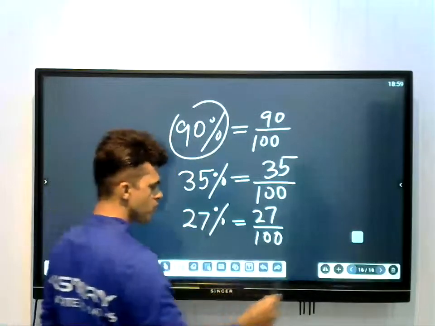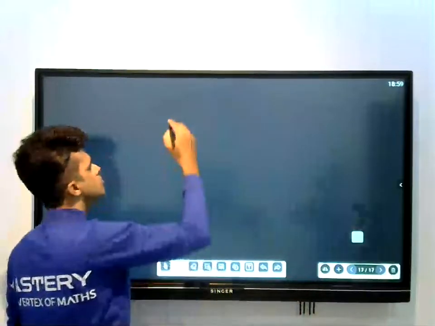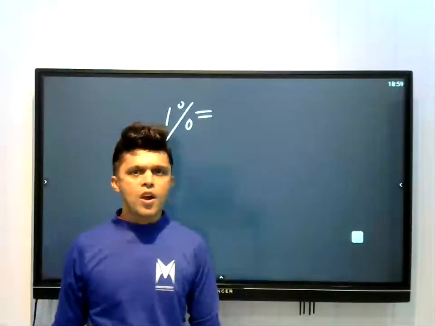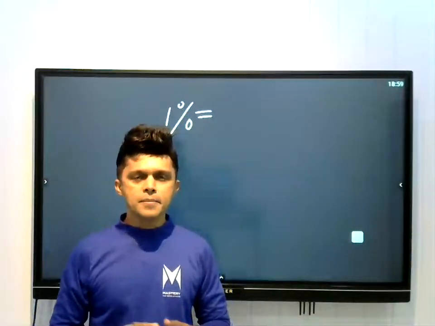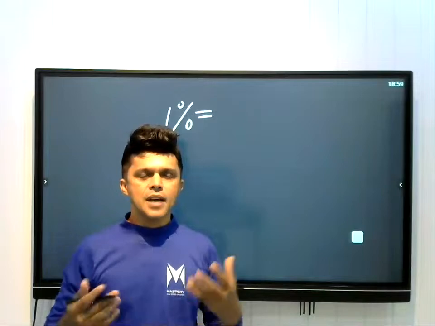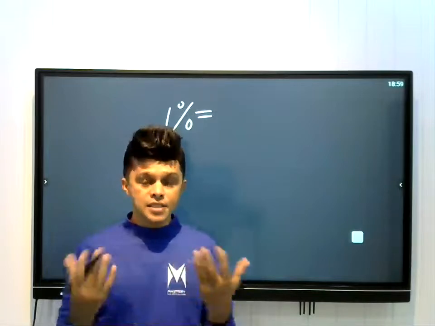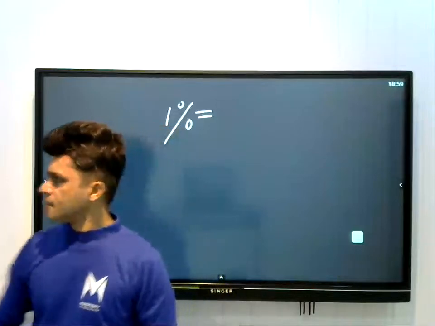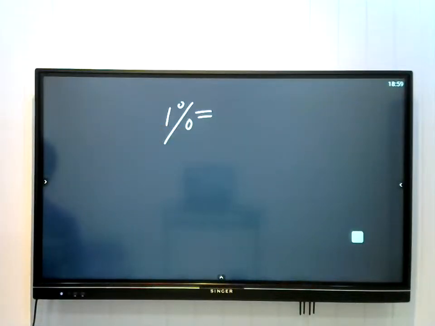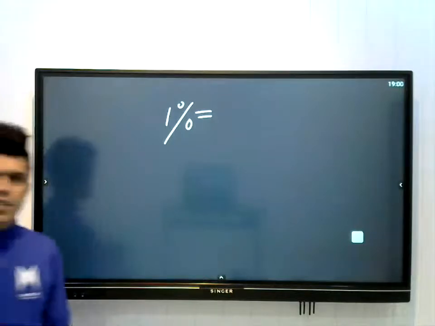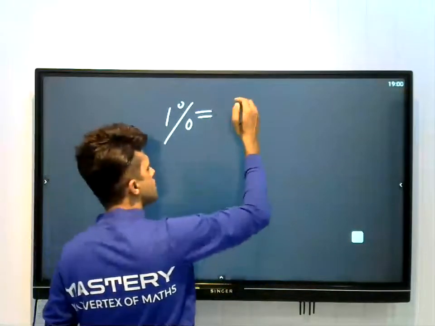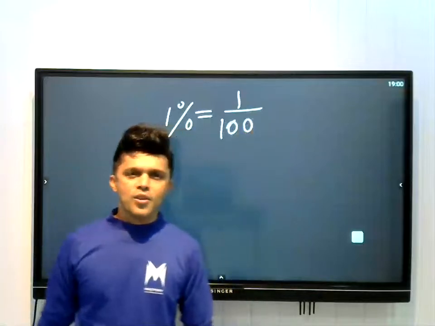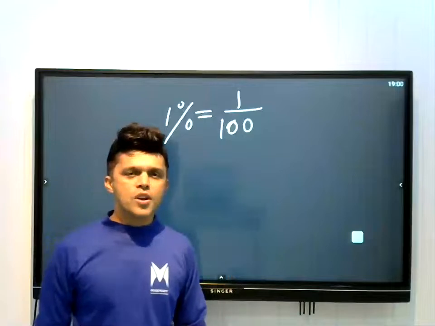So, think of this one, 1%. What is the meaning of this one? How do you write 1% as a fraction? 1 over 100. So 1% equals 1 over 100.